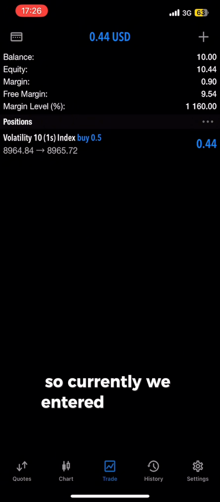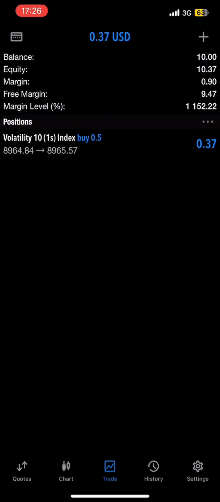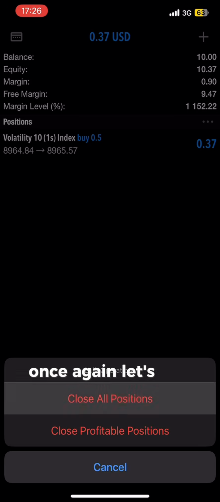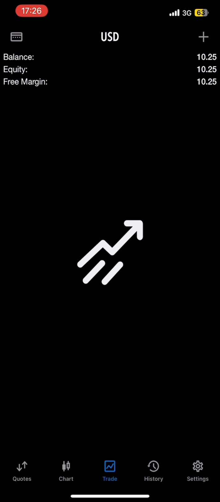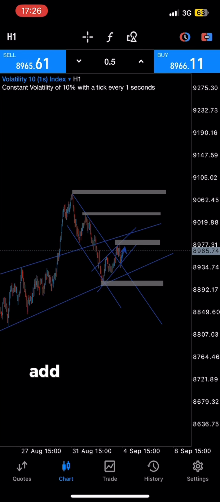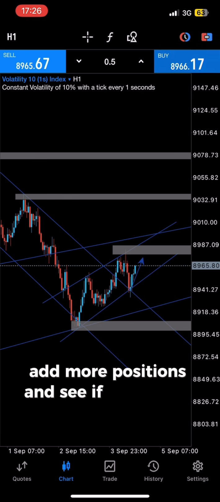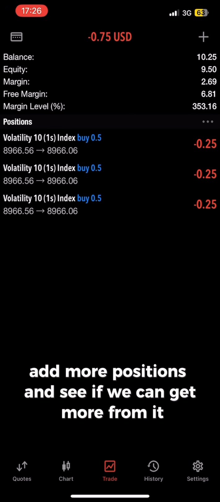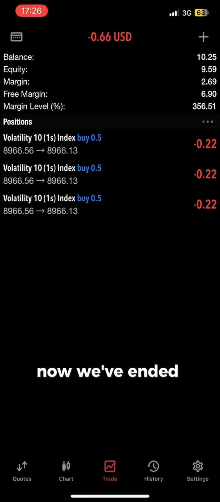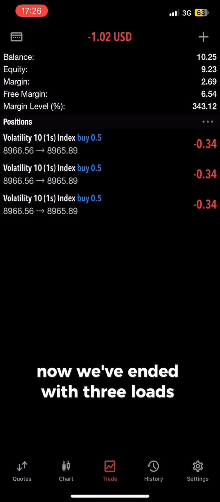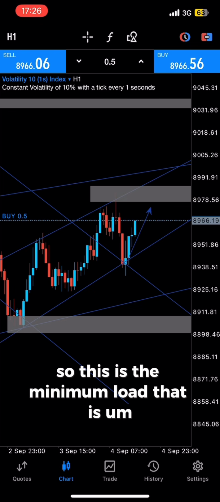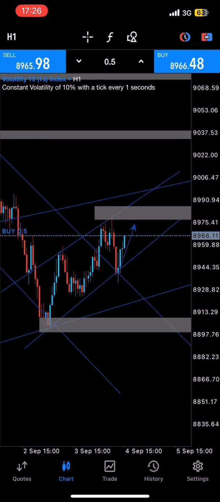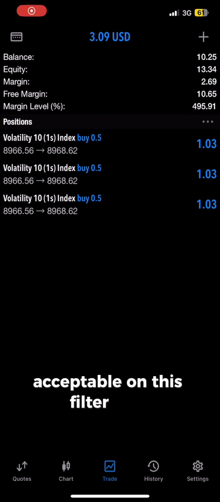So currently we're in $36 profit. This is Volatility 10 1 second. Let's see if we can add more positions. It's not that volatile, so let's add more positions and see if we can get more from it. Now we've ended with 3 lots, 3 50-cent lots. This is the minimum lot that is acceptable on this Volatility 10 1 second.